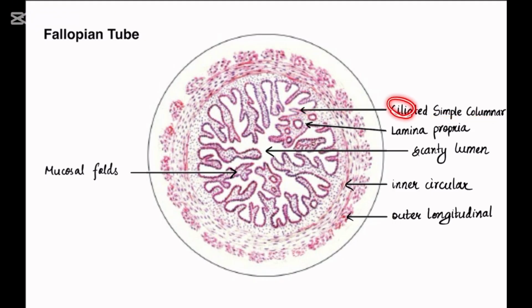The cilia help in the transportation of the egg from the ovary to the ampulla for fertilization. And then it also helps in the transportation of the fertilized egg or zygote from the fallopian tube into the uterus for implantation. Then just below the epithelium, there is lamina propria.